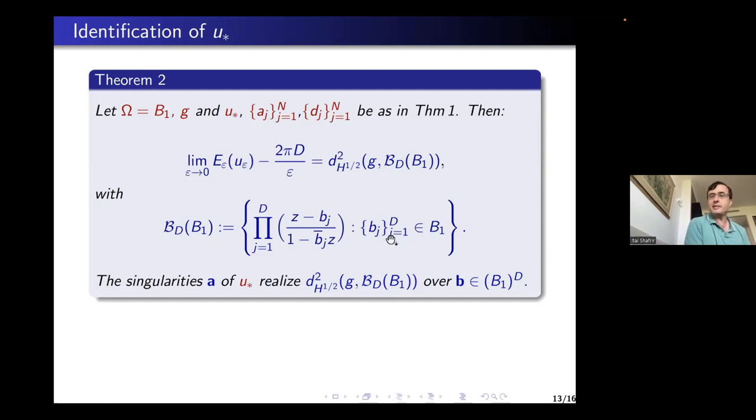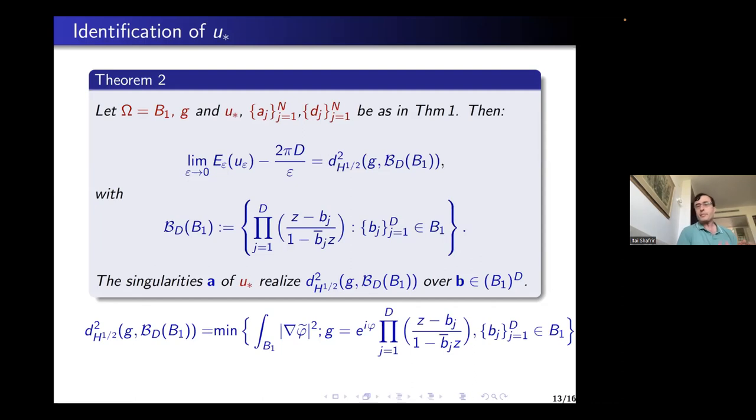Now, what is this distance? Let me explain what it is. First I have to describe the H one half distance between g and a particular Blaschke product. So take a Blaschke product with factors using the points b_j, j goes from one to d, and some of the b_j may be equal, not necessarily distinct. What we do is the following. We take g and we take the Blaschke product. When you divide g by the Blaschke product on the boundary, you are left with an S1-valued map of degree zero.